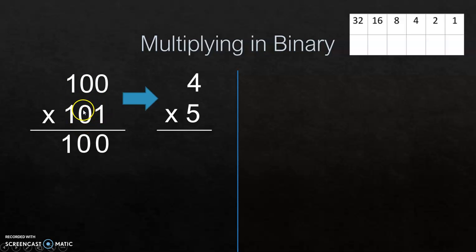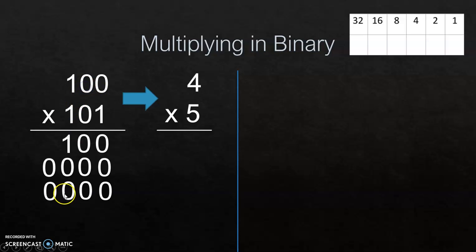Now that we move to the second digit, we put down a 0 and start multiplying. 0 times 0 is 0, 0 times 0 is 0, and 1 times 0 is 0. We move to the third digit and we put down 2 zeros. Now we multiply. 0 times 1 is 0, 0 times 1 is 0, and 1 times 1 is 1.